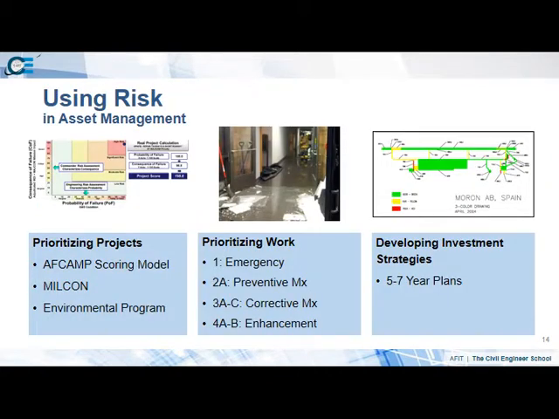So let's have a brief discussion on where we currently use risk in asset management. Primarily, it appears in 3 different places. The first place is prioritizing projects. We see risk in the Air Force Comprehensive Asset Management Plan scoring model, which prioritizes projects in accordance with their risk, particularly their condition and their mission impact through the Mission Dependency Index and their local mission impact in their MAJCOM. We also see risk in the MILCON scoring model, and finally the environmental program. All three of these and several more use risk as the framework to make decisions for prioritizing projects.